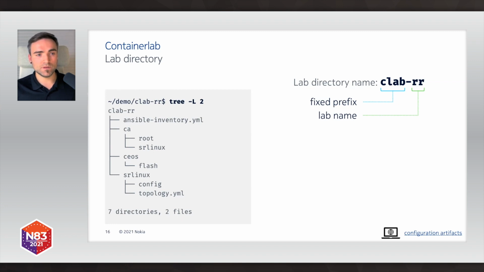The goal for this directory is to store all the artifacts that Containerlab might use, or you might use as a user, to keep some state when you work with a lab. So when you deploy the lab that has the 3 nodes that we just deployed recently, it will create a directory called clab-rr. Clab is a fixed prefix, and the rr is the lab name that you used in your topology. And inside this directory, you will have all the configurations that these nodes use.